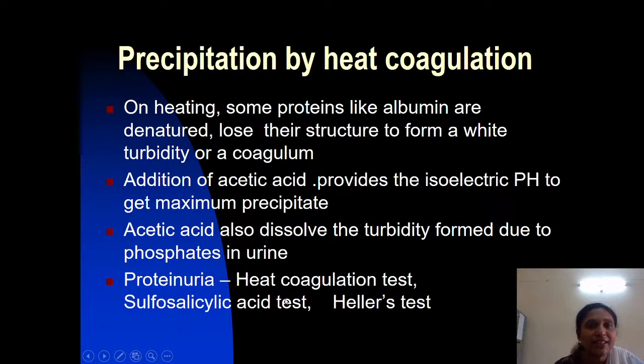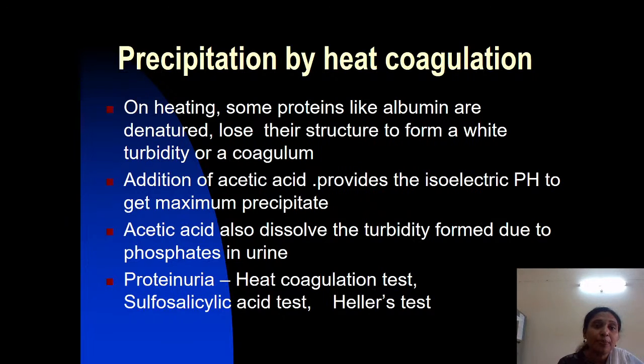The significance of the heat coagulation test is that it is used to detect proteinuria. Proteinuria means presence of proteins in the urine. Generally, proteins are not excreted in the urine. Presence of protein in the urine is an abnormal condition. Under pathological conditions only, protein starts to be excreted through urine. So presence of proteins in the urine is known as proteinuria.